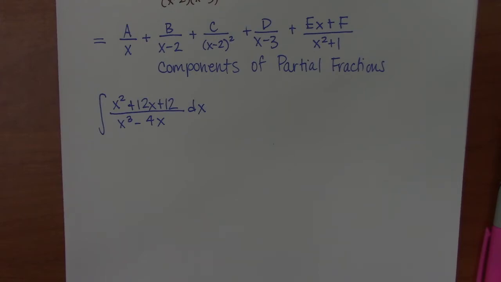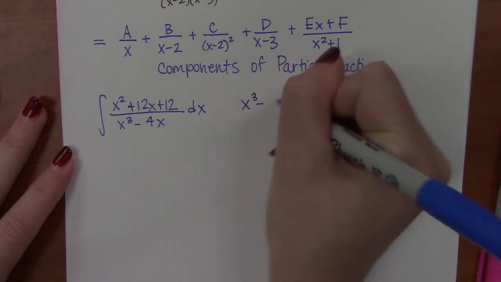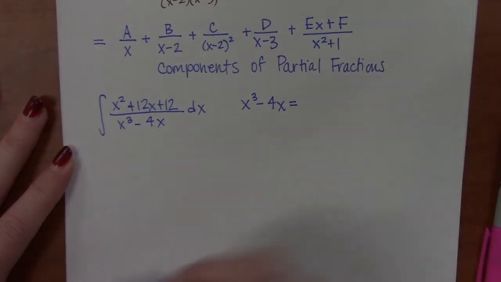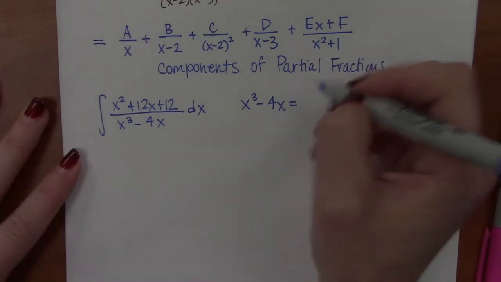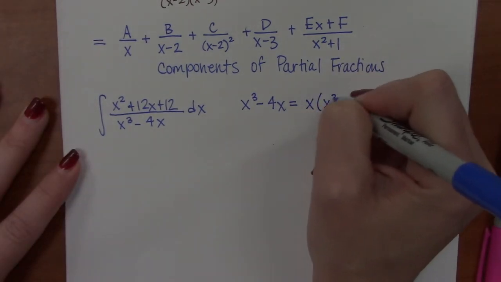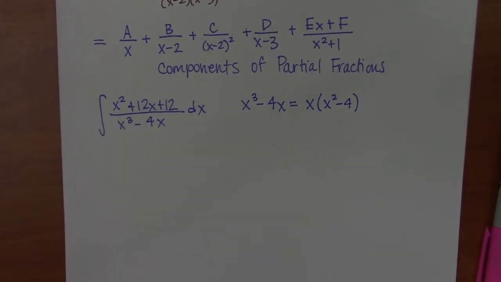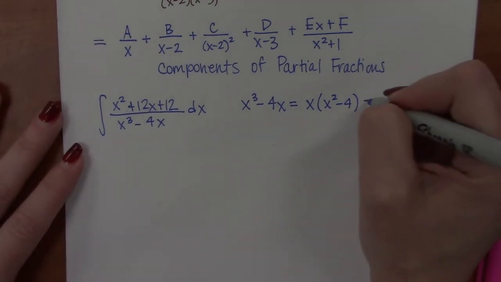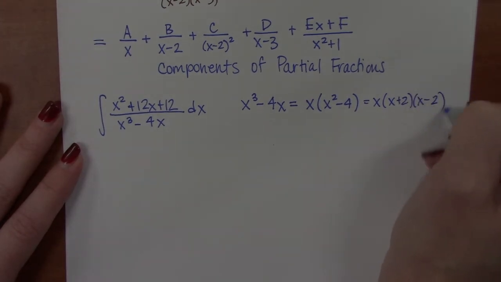Okay, so before I can even attempt this problem, I want to factor that denominator out completely. So rather than writing the integral again and again, let's just look at the term in the denominator. The first thing I see is every single term has an x, so we can pull an x out front. Then I have to check, is that quadratic reducible? Well, it is. It's a difference of squares, which factors into x plus 2, x minus 2.